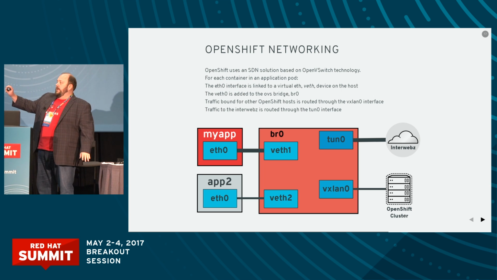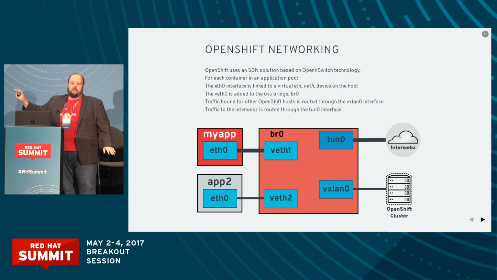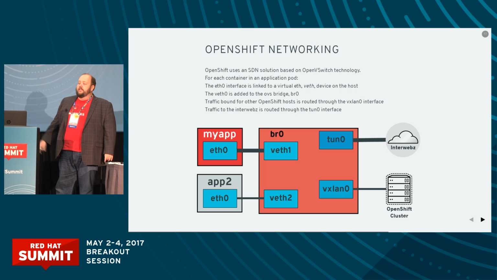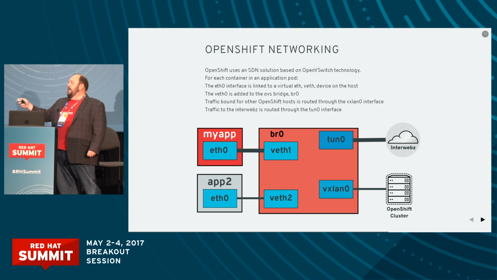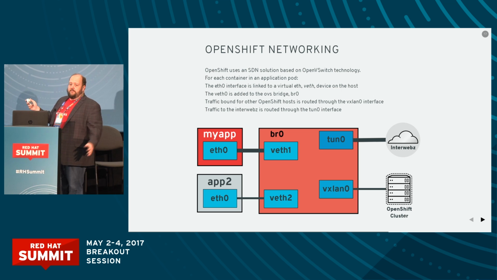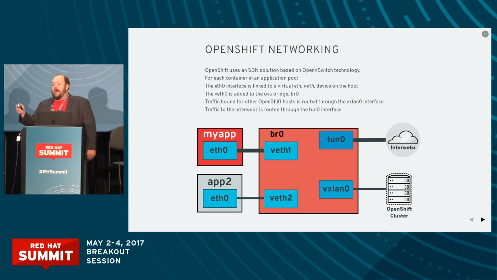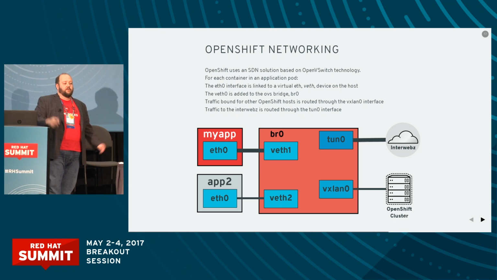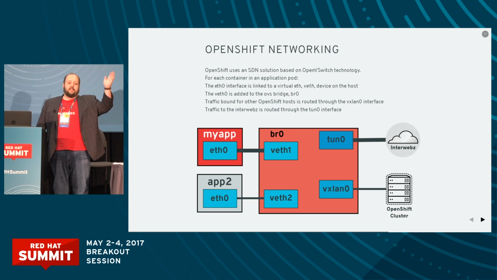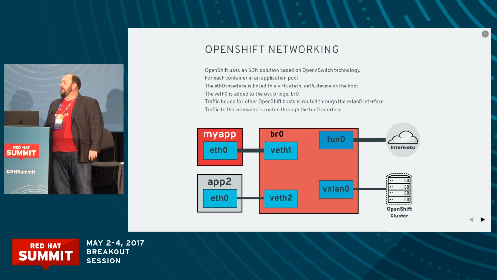So this is exactly what networking looks like inside OpenShift. Each container gets a NIC. Each NIC is mapped to a NIC at the host's network namespace. Then to get out to my OpenShift cluster, I go through an encrypted VXLAN, encrypted end-to-end. And then to get out to the world, I go through a tunnel interface, which is just routed out through whatever my default gateway is, or whatever my routing needs to be for my infrastructure setup. Everyone cool with this?